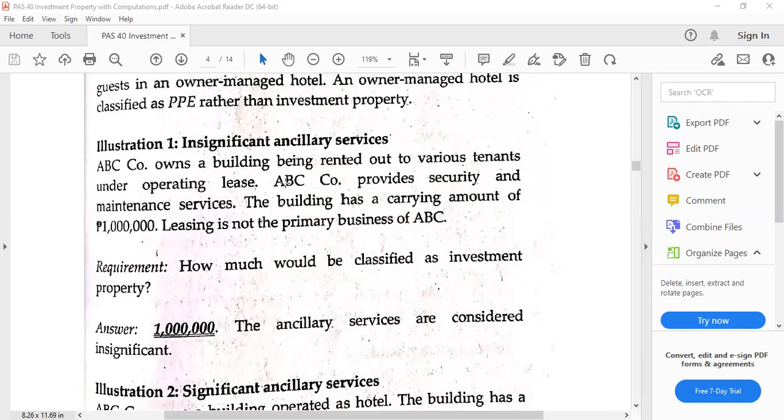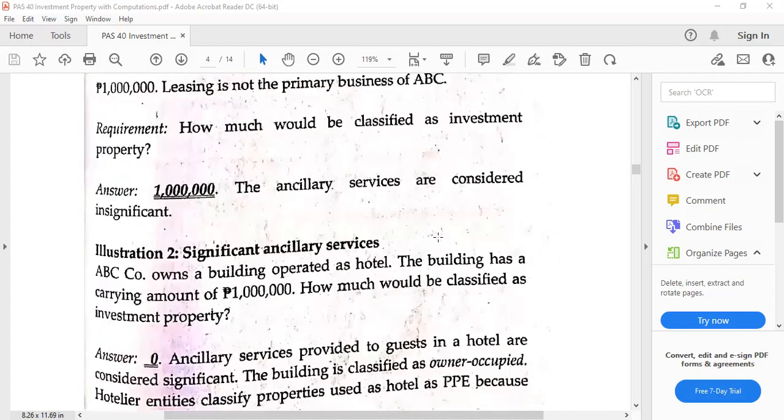Now, in this part here, illustration 1, the ancillary services or peripheral or additional services are insignificant since the building is rented out under operating lease, and the service is security and maintenance, which is just little, and it's not the primary line of business or operations of ABC Company. Take note also that leasing is not the primary business of ABC, and that's the time that we are going to test whether it's IP or PPE. And because the ancillary services are insignificant, it's really IP, investment property of 1 million pesos.